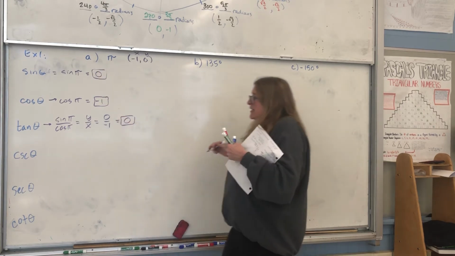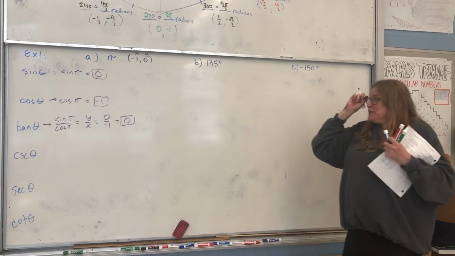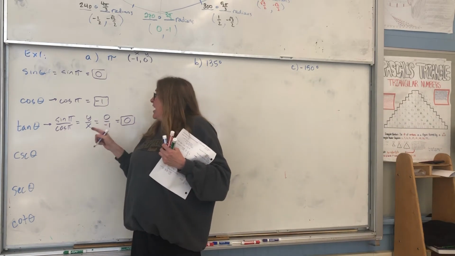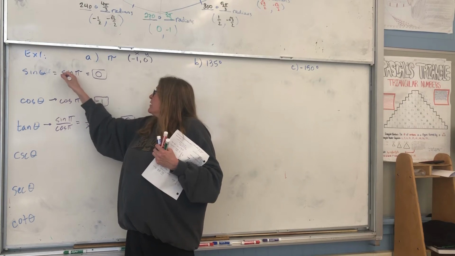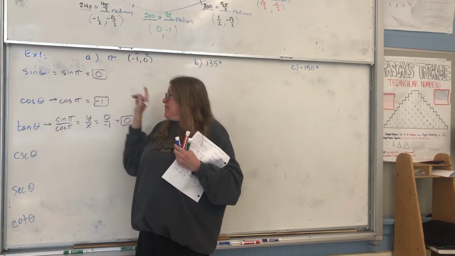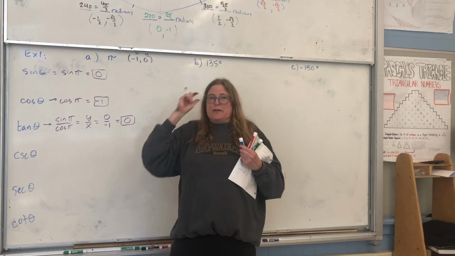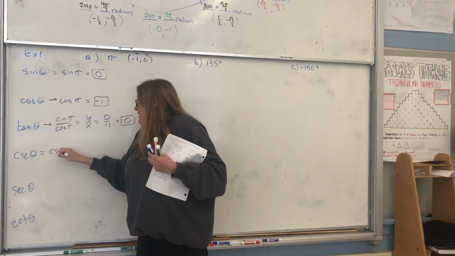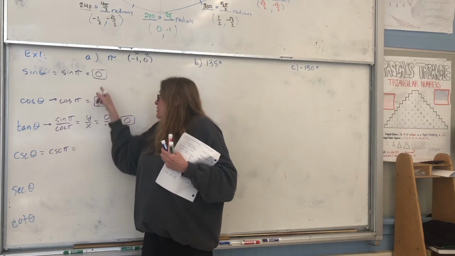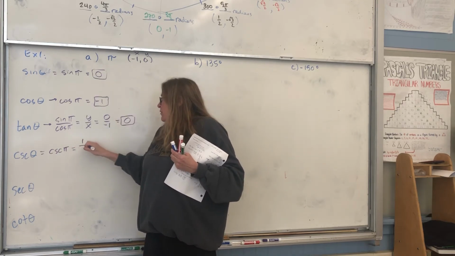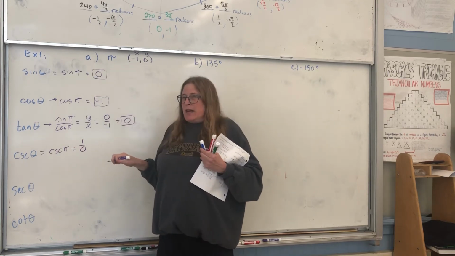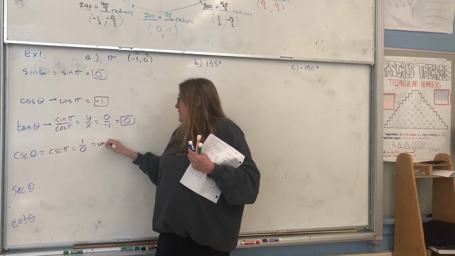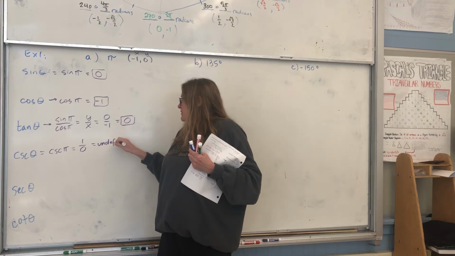Okay, now we're getting into the reciprocal trig functions. So if you look at your notes, I can find cosecant by either flipping over the y coordinate or sine, or just putting 1 over that value. So cosecant of pi is equal to, well, sine is 0, so it's 1 over 0. But wait a minute, does that number exist? No. Can't divide by 0, so that one's undefined.